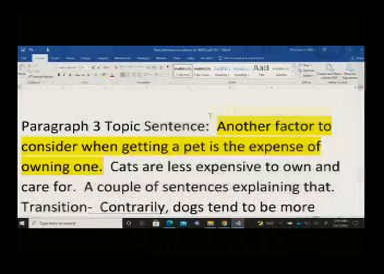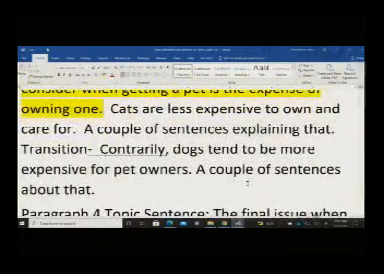So they are expensive. Cats are less expensive to own and care for. A couple of sentences explaining that. See how it goes, transition. Contrarily, dogs tend to be more expensive for pet owners. A couple of sentences about that. So you can see how alternating sets you up. The positive thing about alternating is that compare and contrast is right in there. We said cats are less expensive. Dogs tend to be more expensive for pet owners.